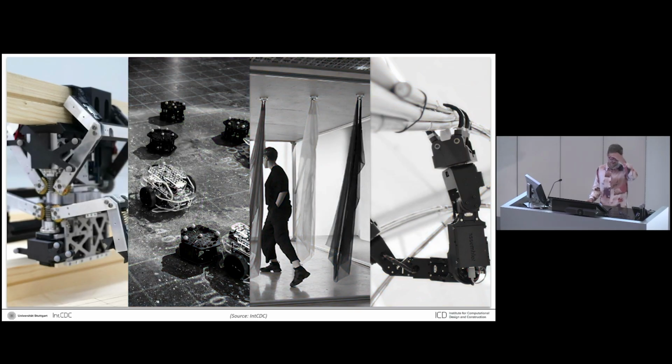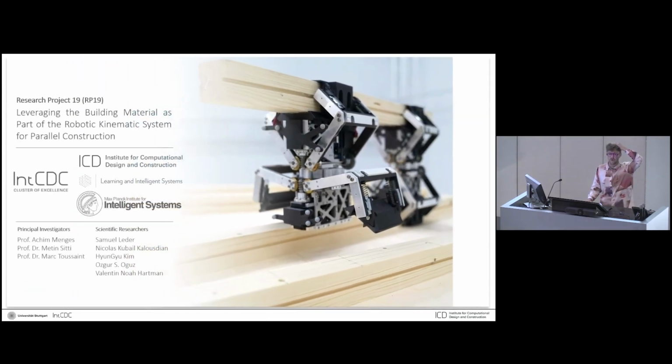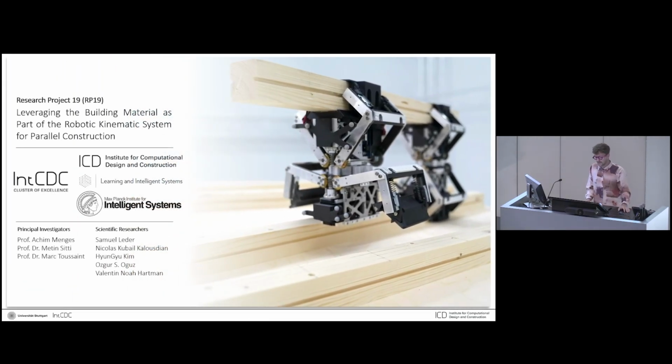So the first I will talk about is the basis of my PhD work, and is now also a project in the NCDC with 2 other institutes, the Max Planck Physical Intelligence Department and the Technical University of Berlin's Learning and Intelligence Lab. And the title of the project is Leveraging the Building Materials Part of the Robotic Kinematic System for Parallel Construction. And so what does that mean?